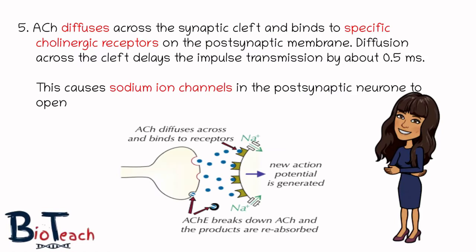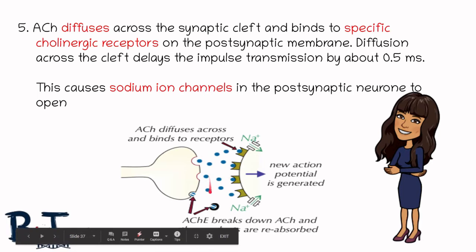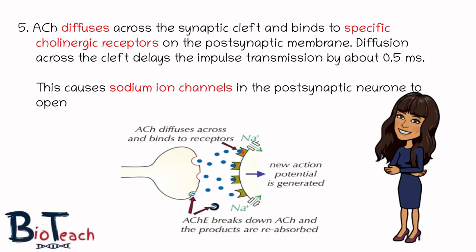Now, these neurotransmitters in the gap will basically be complementary to the cholinergic receptors on the postsynaptic membrane. So these neurotransmitters will be in a high concentration at one end, and they will diffuse over the synaptic cleft to land on these receptors on the postsynaptic membrane. Now, this diffusion obviously takes time, and when they have landed on the membrane, it causes sodium ion channels in the postsynaptic membrane to open up.